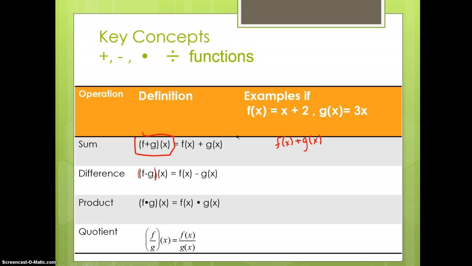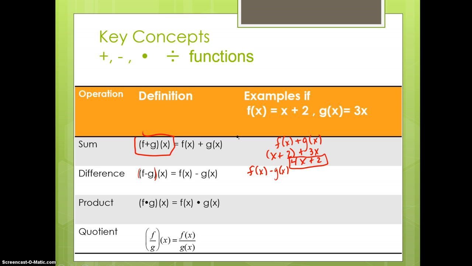On the sum, they're asking us to find what's in the box. Our first step is always going to be write f of x plus g of x. From there, it simply turns into a plug-in game. F of x is x plus 2, g of x is 3x, and when we put them together, it's 4x plus 2.